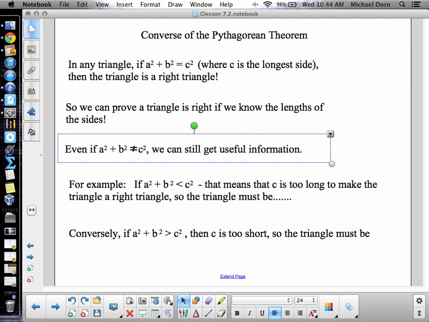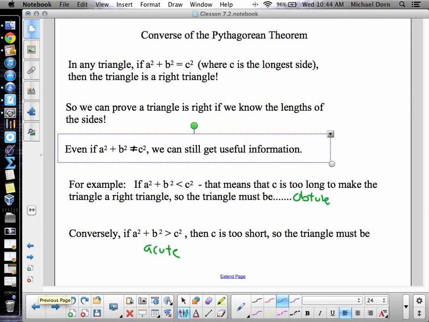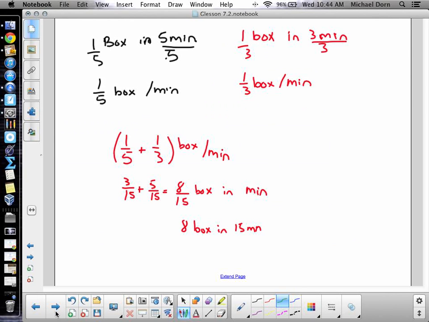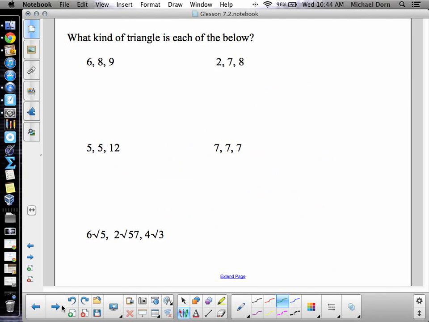But how is c squared related? So c squared is too big, that's obtuse. C squared is too short, then it's acute. So like I said, just remember Goldilocks and the bears, and you'll be all set for converse of Pythagorean theorem. Let's actually look at it in practice. Here are some numbers. Let's find out.